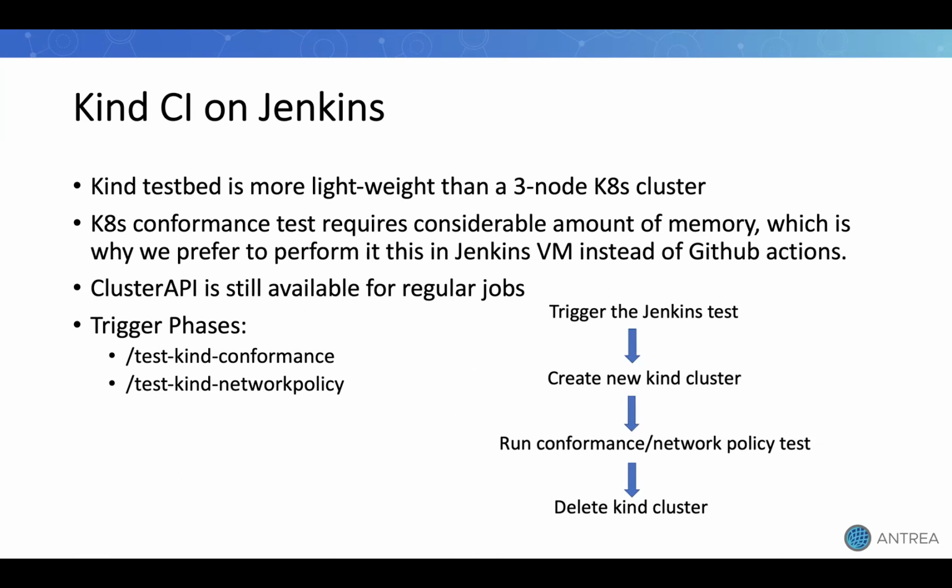So we can see in the workflow, first you trigger the Jenkins test, then it will create a new kind cluster, and then it will start running the conformance or network policy test. And after finishing the test, it will delete the created cluster. But suppose you have triggered the phase, and it creates the new kind cluster and starts the test. During that time, if you abort the process, then the kind cluster will not be deleted, and it becomes a garbage cluster. So we need to handle this aborted case also.